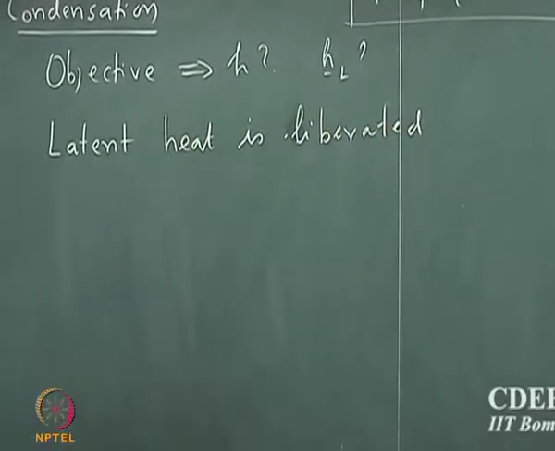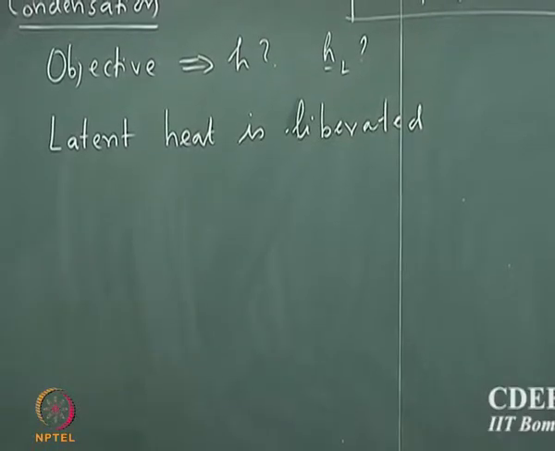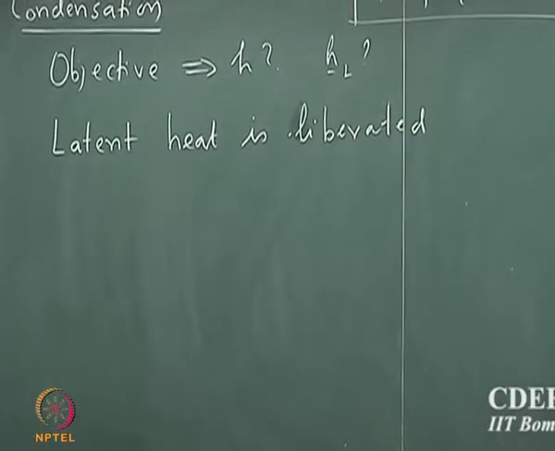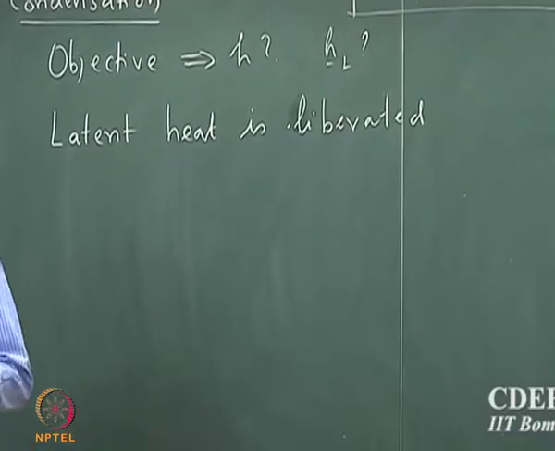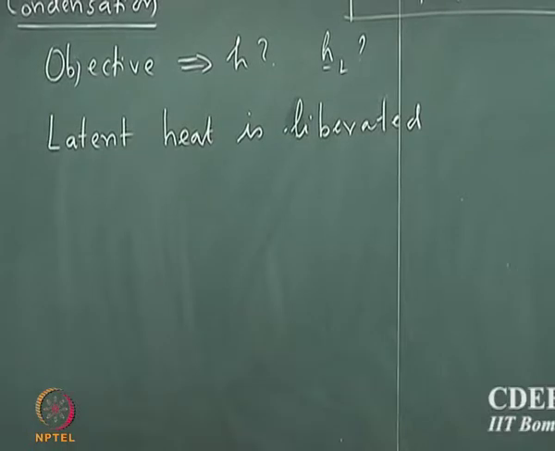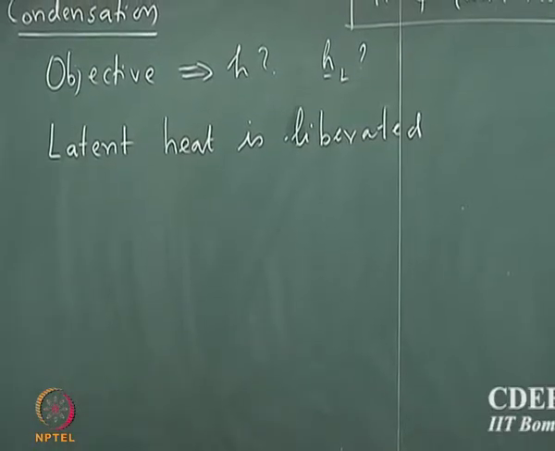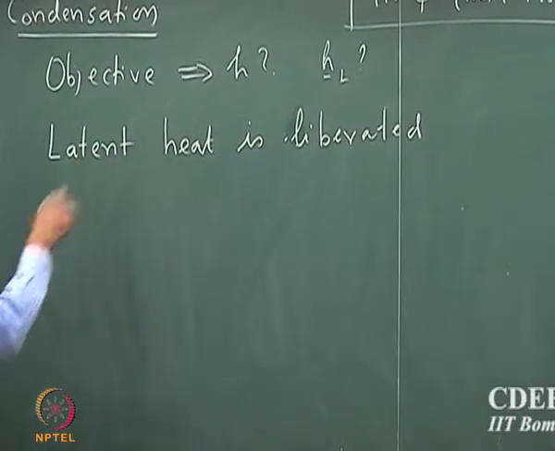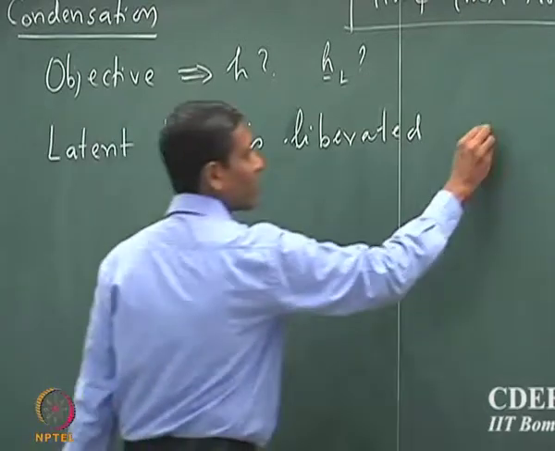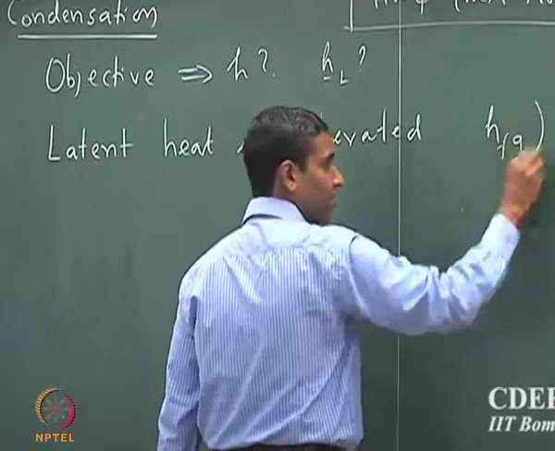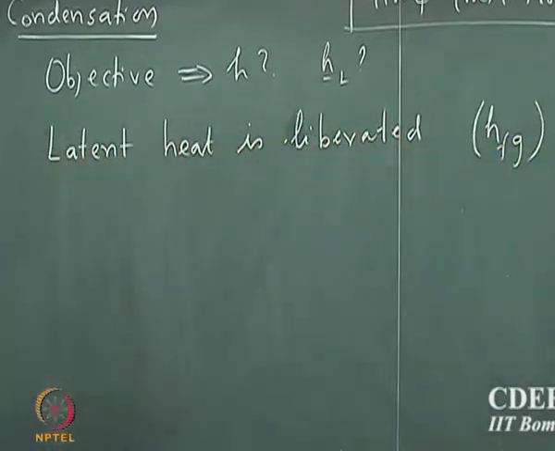So, during condensation it is the latent heat which is released by the fluid, and in boiling it is exactly the reverse. It is the heat that is taken up by the fluid in order to go from a lower energy to a higher energy state. Alright, so once again obviously the latent heat plays a role here. So, h_fg, which is the latent heat of the fluid, plays an important role. There are four types of condensation.